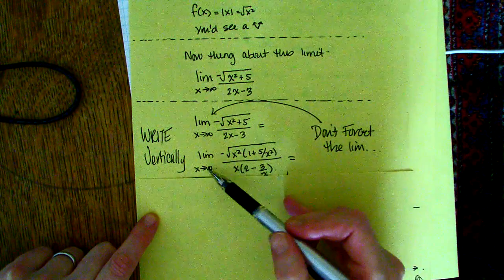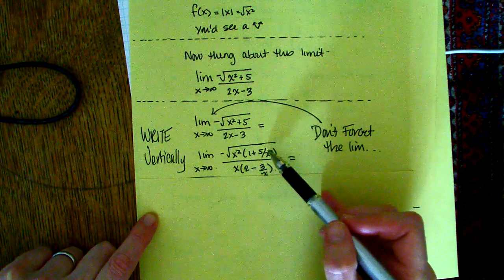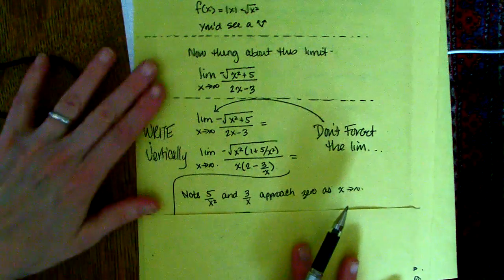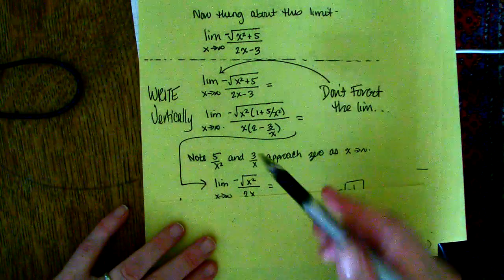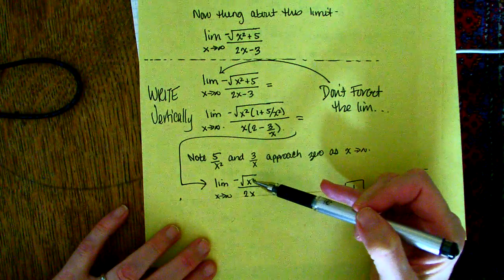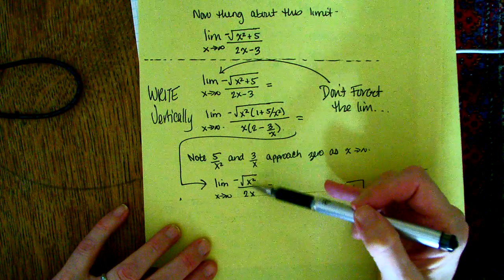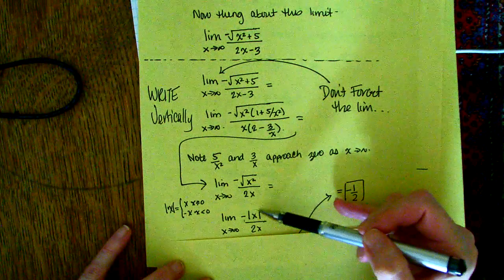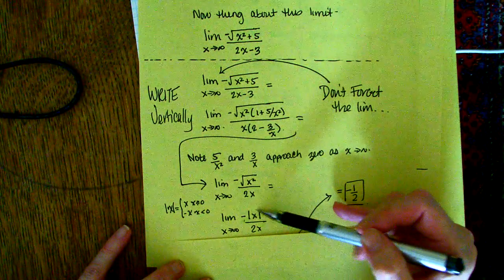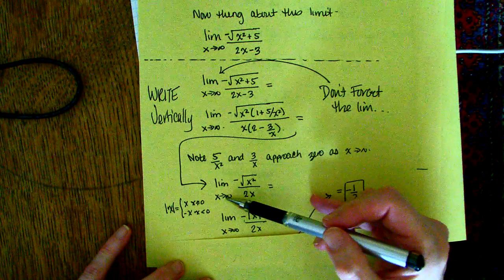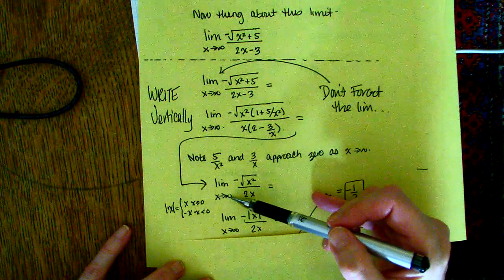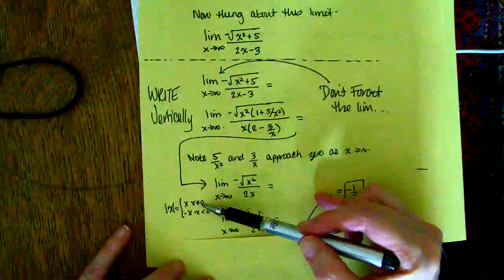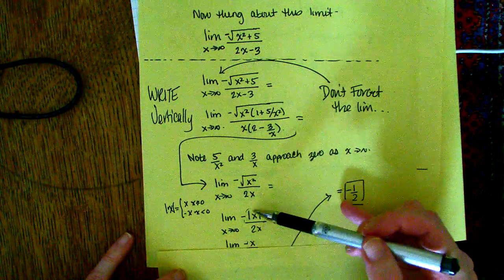You can see that as x approaches infinity, both 5 over x squared and 3 over x are going to approach 0. And so this limit looks like this. And then the square root of x squared is absolute value of x. So replacing this limit, I get this. So now I'm going to do a little bit of thinking. Absolute value of x has a two-part definition, right? But if x is approaching positive infinity, then I'm going to replace the absolute value of x with x because x is greater than or equal to 0. And so this limit looks like this.